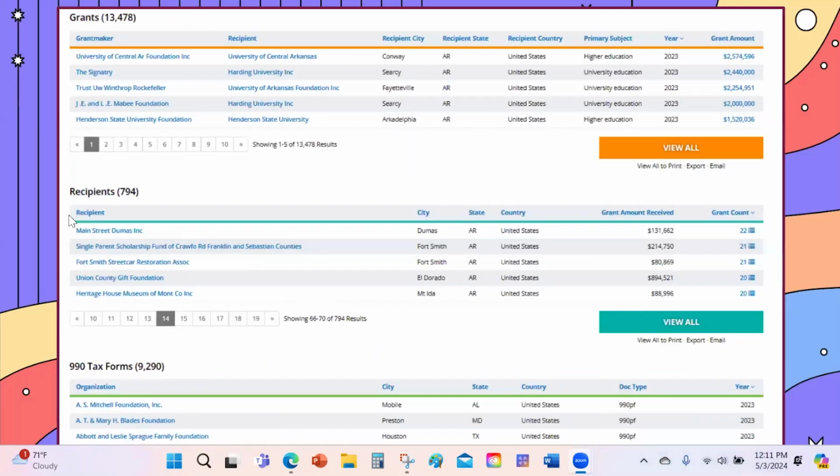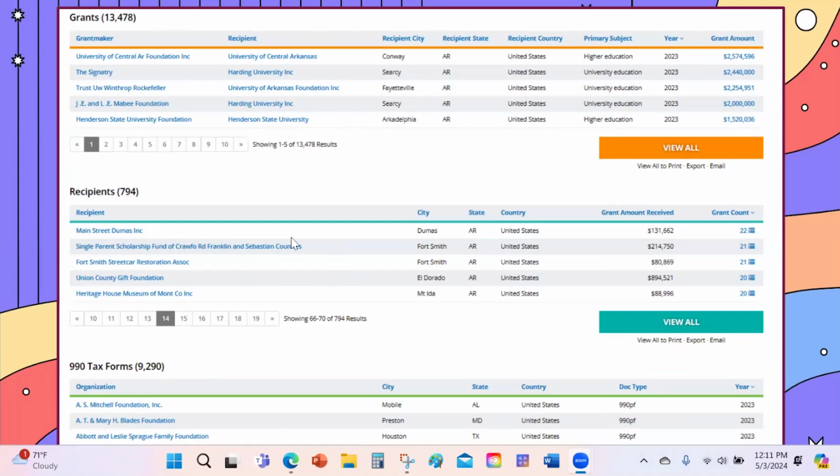And then this is just, if we scroll down on the page, you can see who is the grant maker, who's the recipient, right? Where's the recipient located? And then the primary subject is a little vague here, but they have something to do with Arkansas history. That's why they appeared in the search. And then you can see the year the gift was made, that they received this grant.